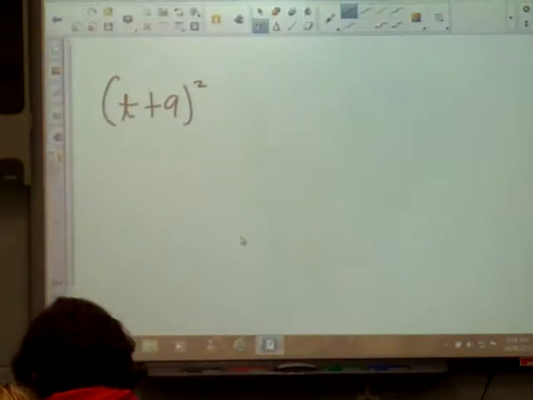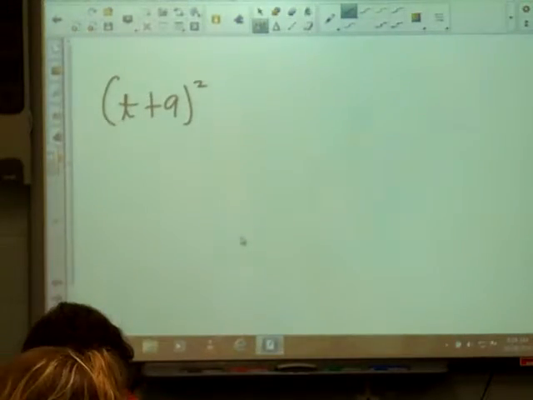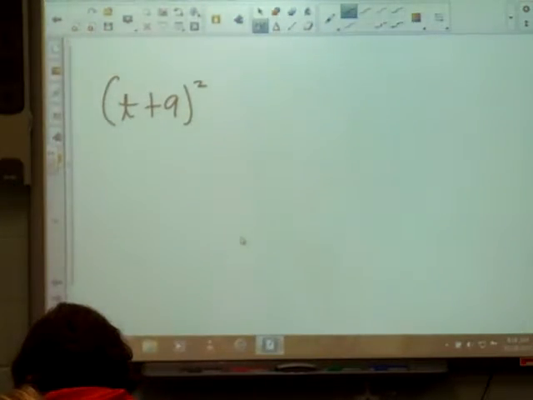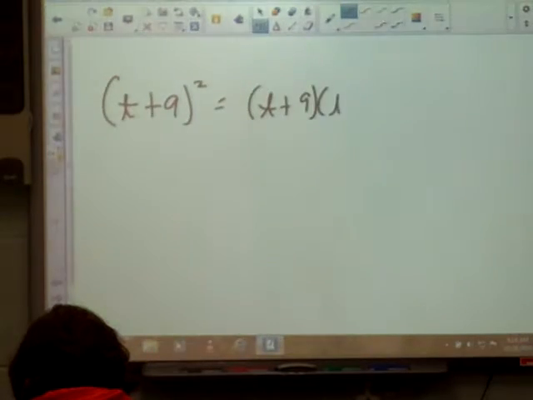Alright, this one says t plus 9 squared. Now, yesterday, the Algebra 2 assignment that they got was multiplying, so they were doing this yesterday on their assignment. And I was looking through them this morning, and a lot of people just wrote t squared plus 81. That's not right. They were just taking that square and distributing it to each term. They forgot that when you square a binomial, that means you got to write the binomial twice. So t plus 9 squared is the same as t plus 9 times t plus 9.